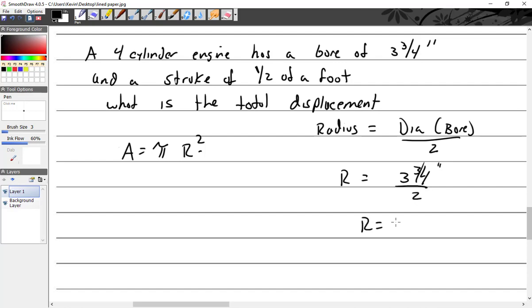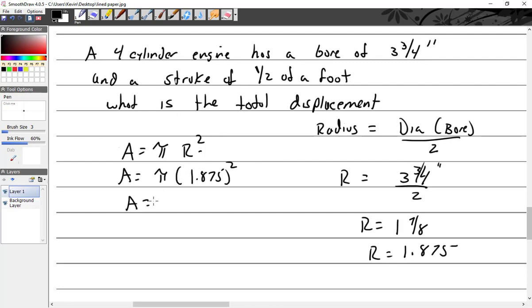So the radius is going to equal, and remember I would do that on a calculator, 3 ABC 4, divided by 2. What'd you guys get? I have 1 and 7/8, but I want to make that into a decimal. So which key do I hit on the calculator? Second function, FD. So the radius equals 1.875. So area equals pi times 1.875 squared.